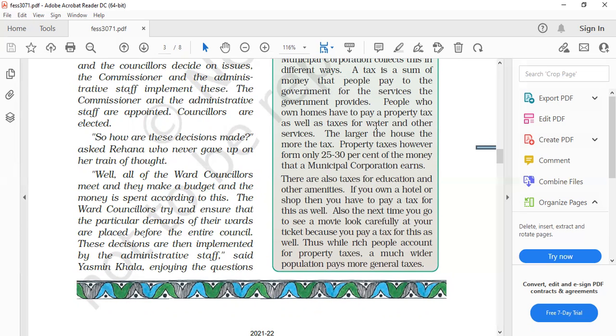And then you have taxes for so many things, like here also taxes for education and other amenities, and then for hotels and all, for rich people. Obviously these are very important for MCQ, but the main question here is tax. And one question I'm going to discuss with you is: what tasks are performed by the municipal corporation and what are its sources of income for performing those tasks.